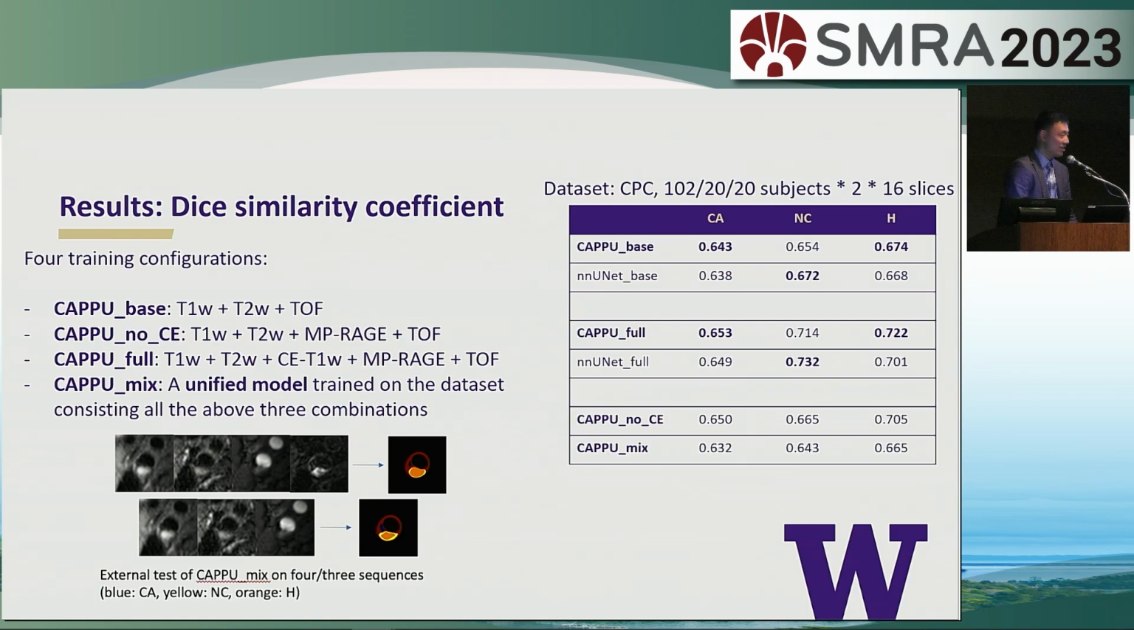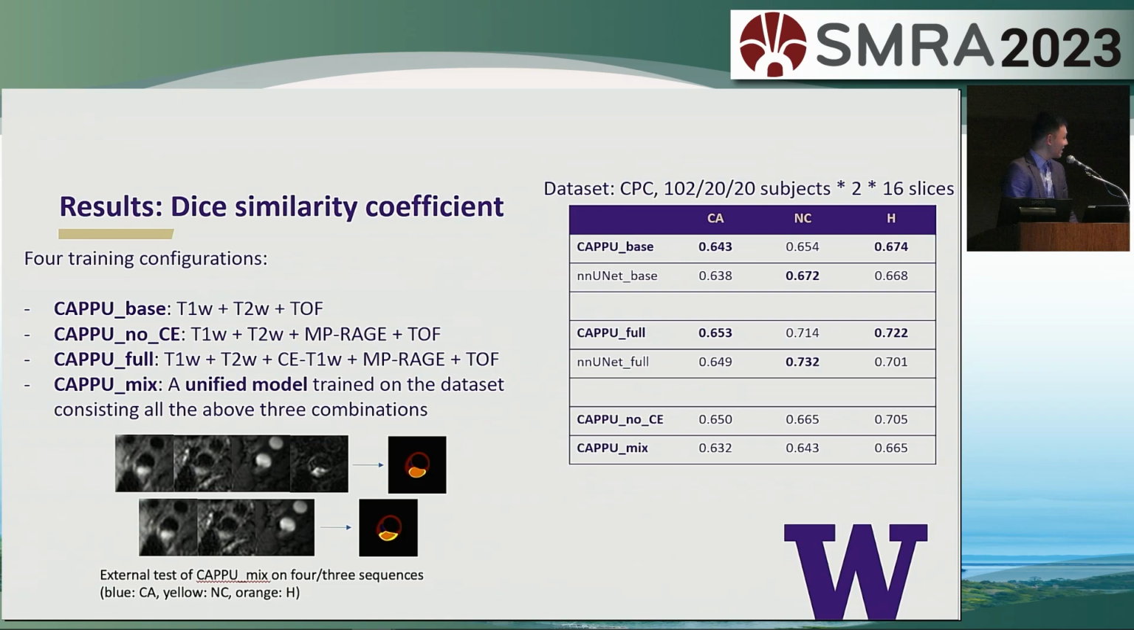I will just briefly show some results of the Dice similarity coefficient. We compared both the CAPU base and CAPU full model with nnU-Net, and I think they are showing very comparable performance. But in terms of this unified model, I don't think nnU-Net supports this flexibility of input, but we can still get very reasonable results given multiple combinations of the input.